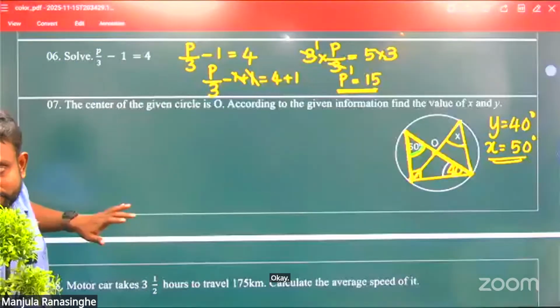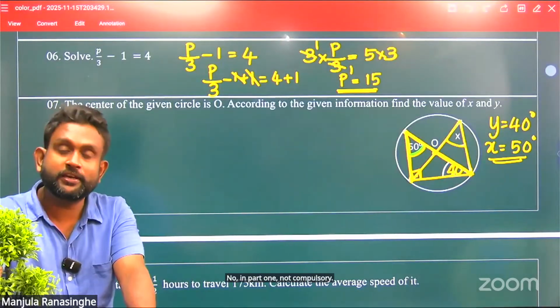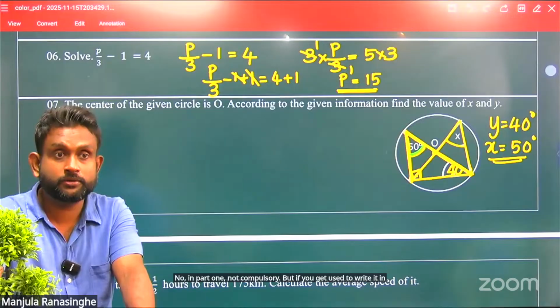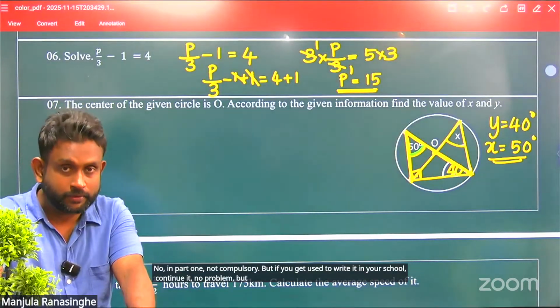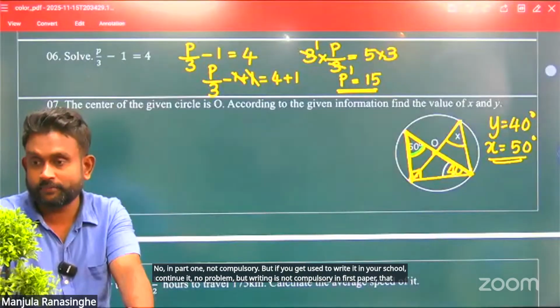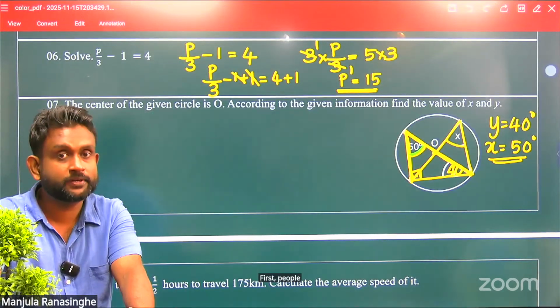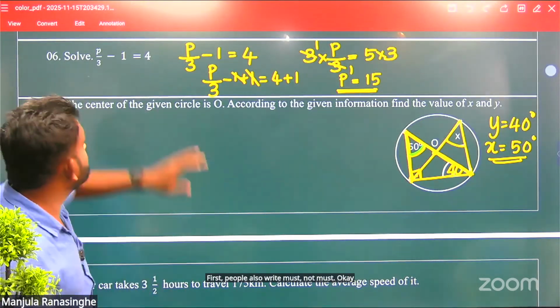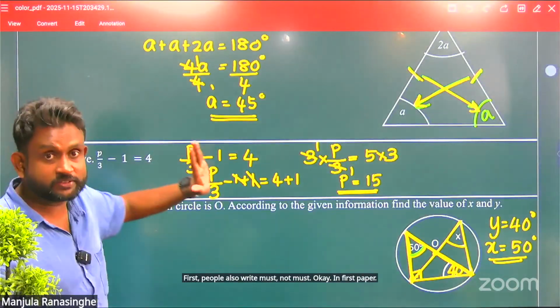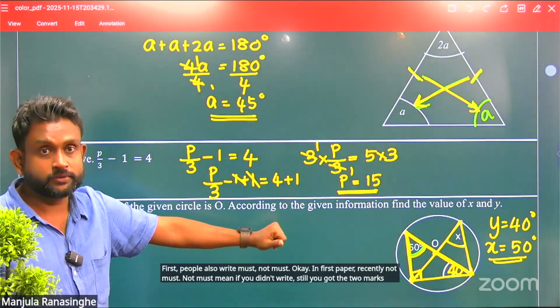Okay, anyone else? Excuse me, sir. Sir, do we need to write the reason for part one? Yeah, in part one it is not compulsory. But if you are used to writing it in your school, continue it, no problem. But writing is not compulsory in the first paper. Some teachers say that in the first paper you must also write, but it is not a must. In the first paper, reasoning is not a must. Not a must means if you didn't write, you still get the 2 marks, no problem.